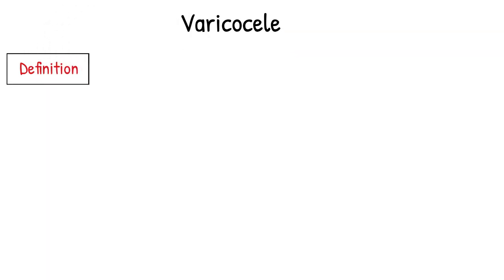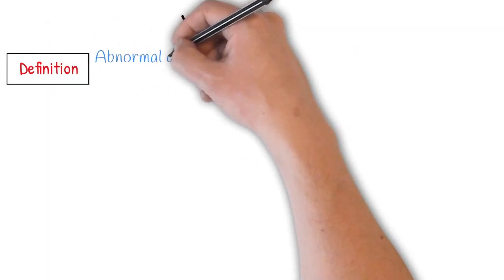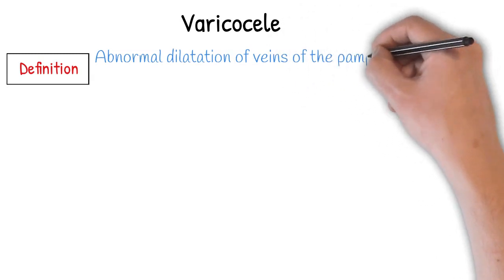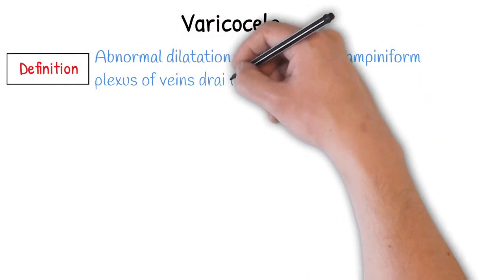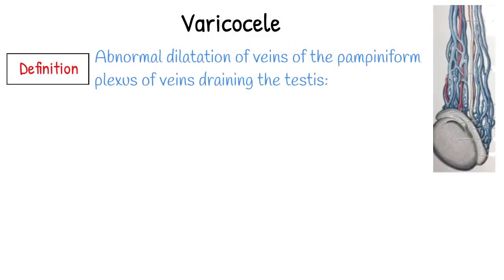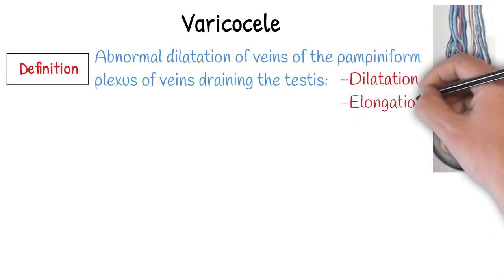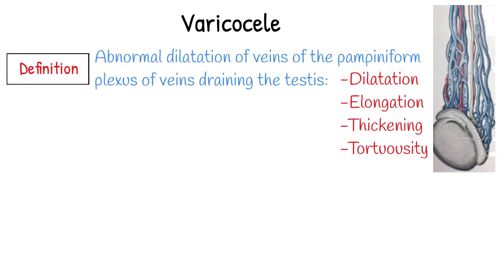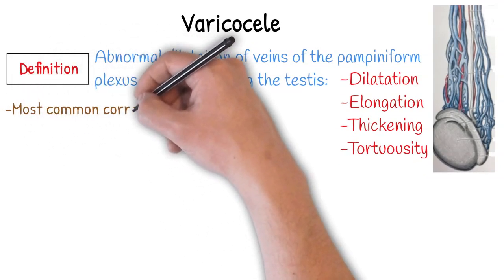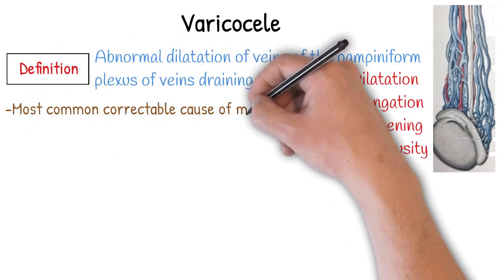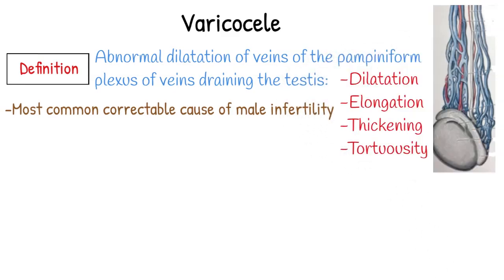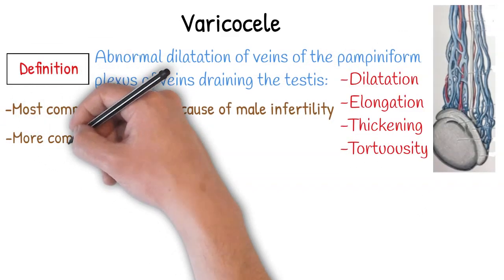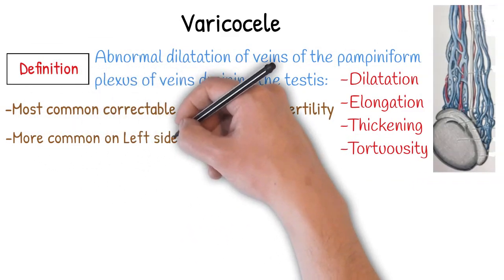What is the definition of varicocele? Varicocele means abnormal dilatation of the veins of the pampiniform plexus of veins draining the testes, which means dilatation, elongation, thickening, and tortuosity of veins. It is considered one of the most correctable causes of male infertility. تاني حاجة it is more common in the left side than the right side.